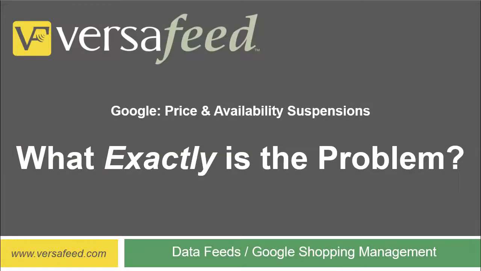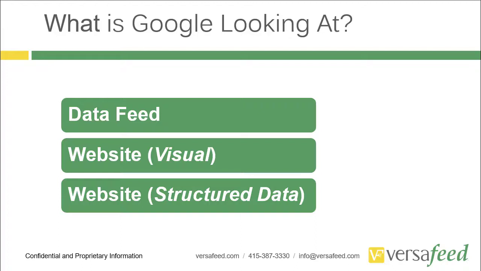Today we're going to be talking about Google suspension warnings, in particular for price and availability problems. What exactly is the problem that Google is noting if you are unlucky enough to receive one of these emails? So Google's looking at three things when they issue a suspension warning for price or availability problems.